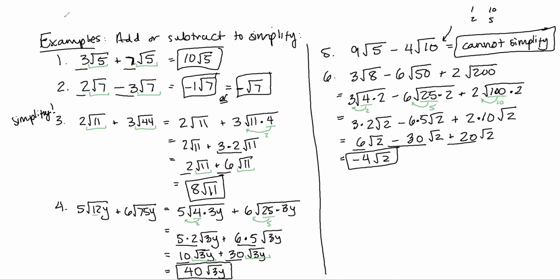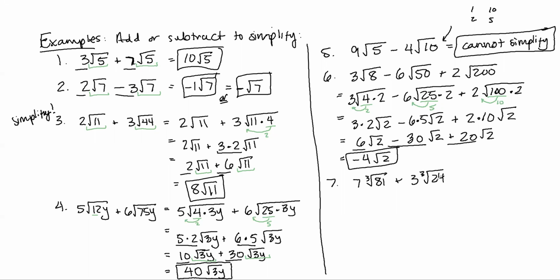Okay, let's go ahead and do one more on this page, and then I'll get a new page up. They're going to start getting a little trickier after this one. We're going to start introducing some variables pretty soon. So number 7 here, we're given 7 cube root of 81 plus 3 cube root of 24. Right now we have a like index because they're both cube roots, but we don't have like radicands.